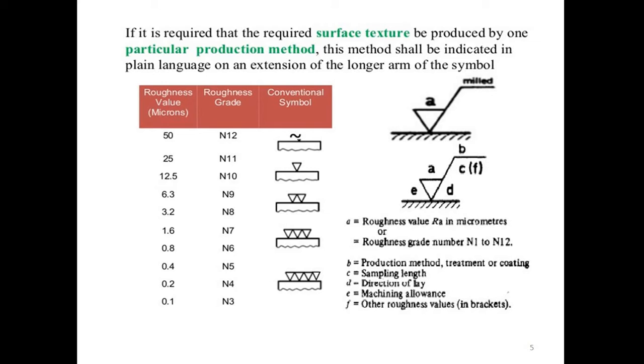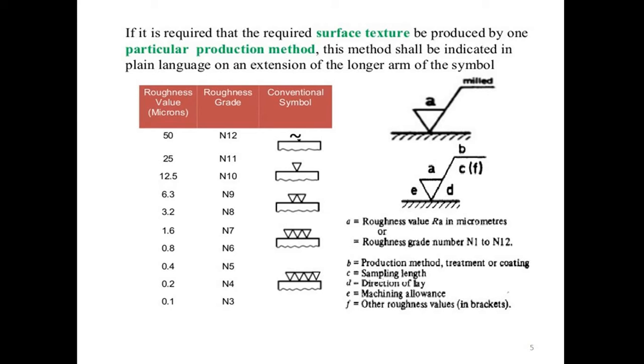Then next is 0.4 micron, 0.2 micron and 0.1 micron. For 0.4 micron, roughness grade is N5. For 0.2 micron, it is N4. And for 0.1 micron, it is N3. And the conventional representation is 4 triangle.